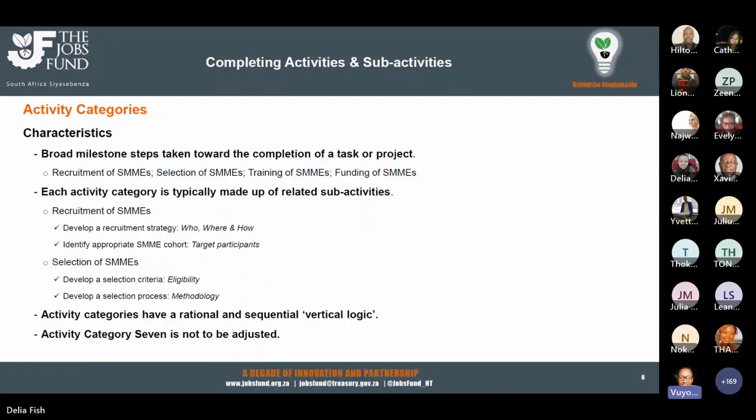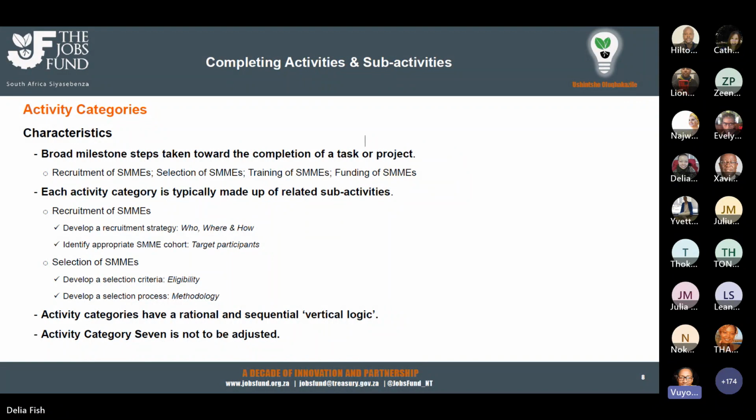So examples of activity categories are the recruitment of SMMEs, the selection of SMMEs, the training and the funding of SMMEs. So these are examples that relate to an enterprise development project that will be supporting small, medium, micro enterprises. And so that's how these broad categories would be set out, starting with the recruitment, followed by selection, training, and funding, right? So each of these activity categories will then have related sub-activities.